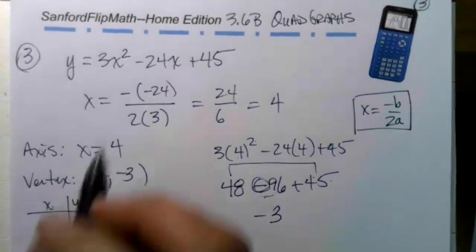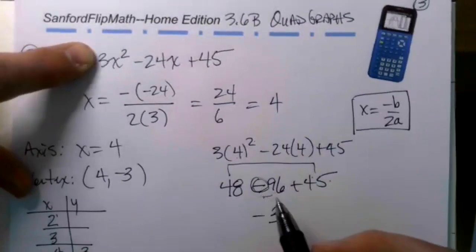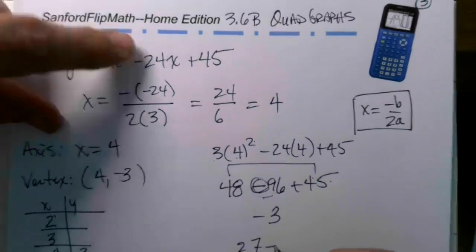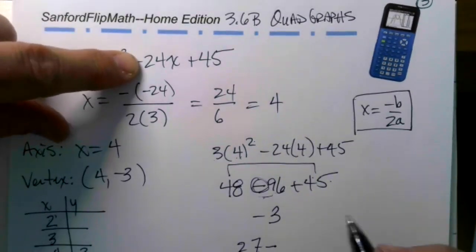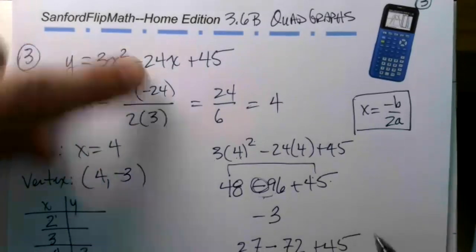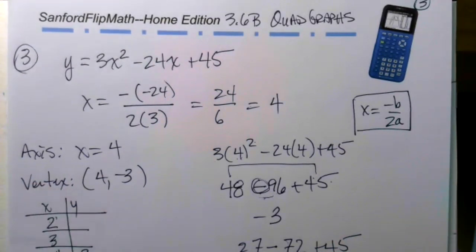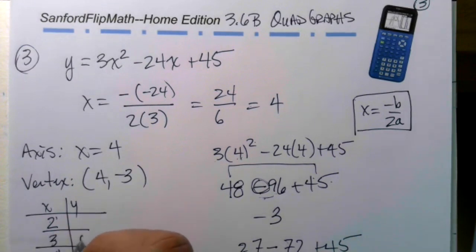Okay, so I'm going to put in 3. So this becomes 3 squared is 9. 9 times 3 is 27 minus 24 times 3. Well, that's going to be 72 plus 45. So this becomes 72. That's 0. Okay, so when I put in 3, I got 0. So when I put in 5, I'm also going to get 0.